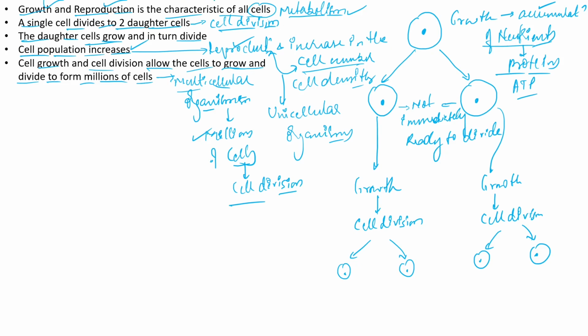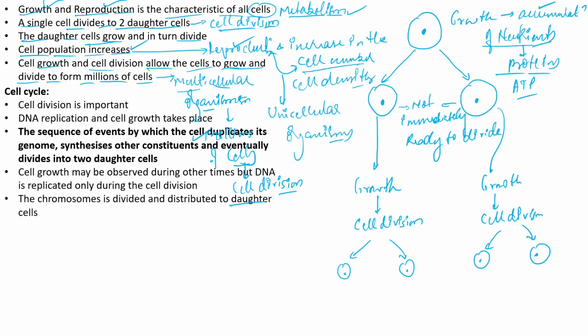But in the case of unicellular organisms, the increase in the cell number and also reproduction can both be achieved by cell division itself. This is what we mean by cell division, and why cell division is so important.